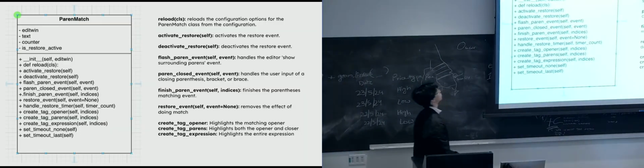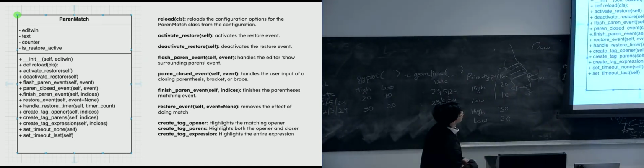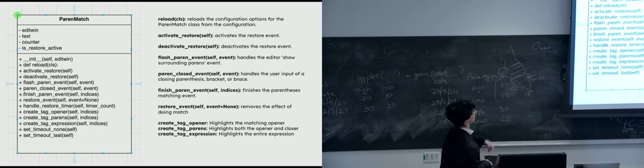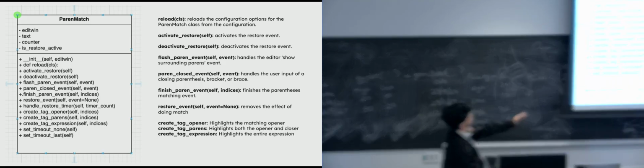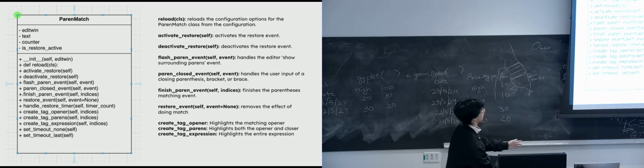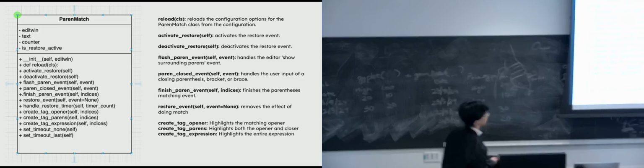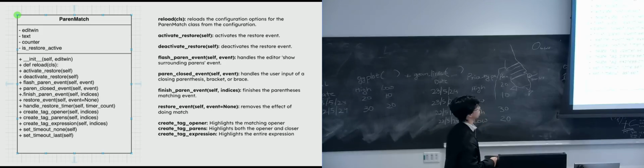And second, we go through parenmatch really quickly. We have several methods here. It's not that many, but there's reload, activate_restore, and deactivate_restore, flash_paren_event, paren_closed_event, and finish_paren_event. Also, we have a restore_event. We have create_tag_opener and create_tag_parens, and we have create_tag_expression.